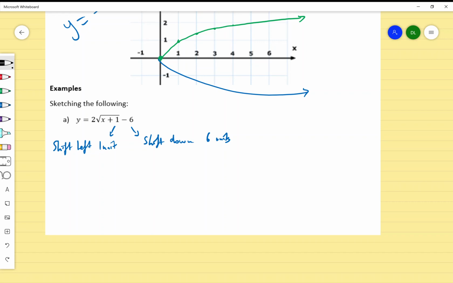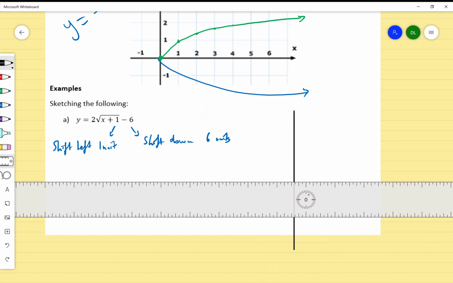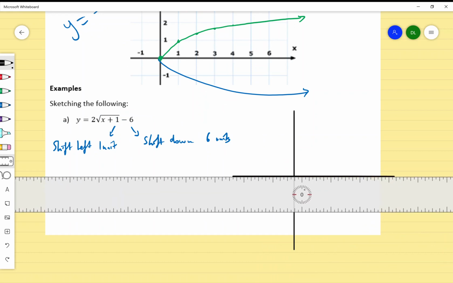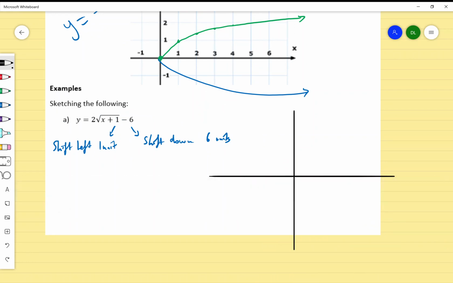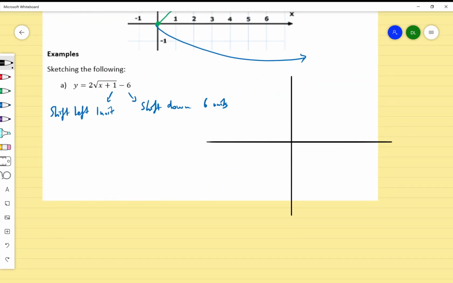I am going to draw my Cartesian plane as per usual, and then find out what key points we know. Instead of starting at 0, 0, like we did before, we're going to start 1 unit to the left and 6 units down. So 1 unit to the left is here, that's negative 1, and 6 units down is there, and we end up with this point here.